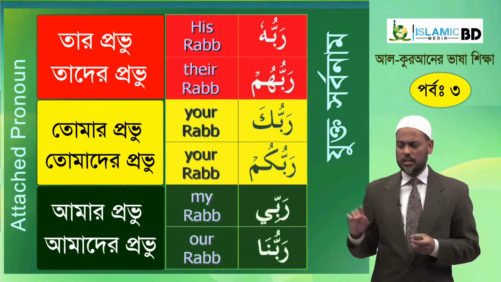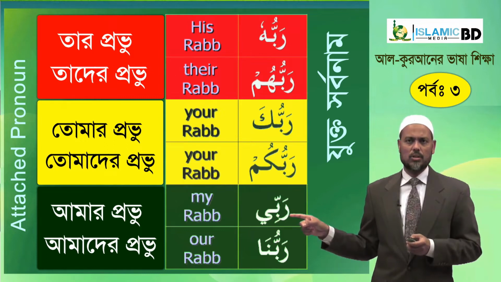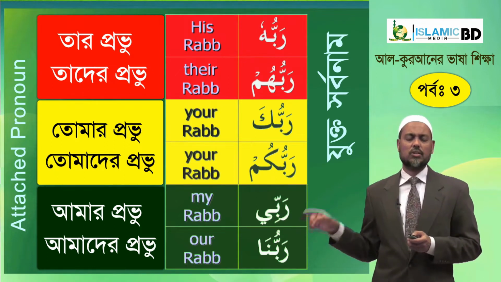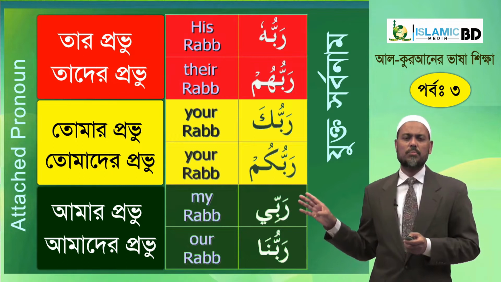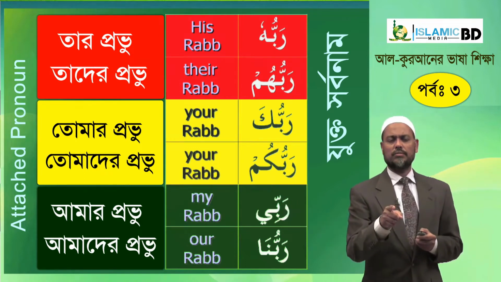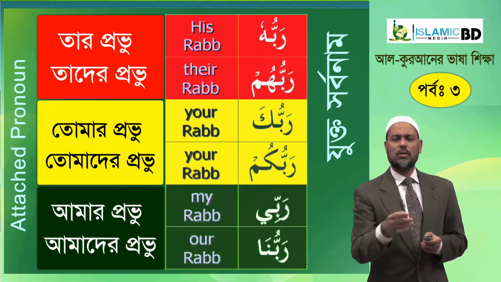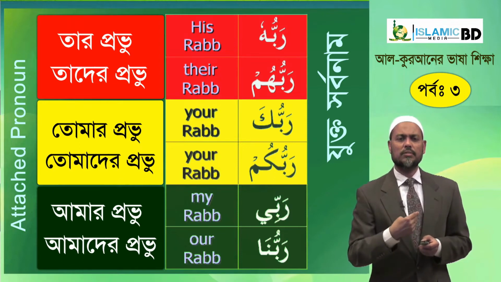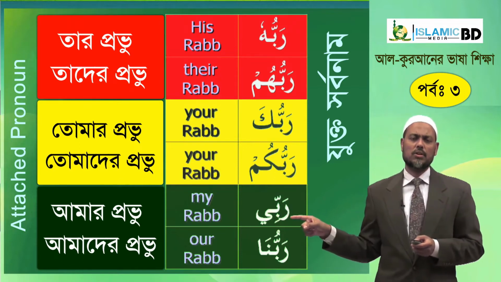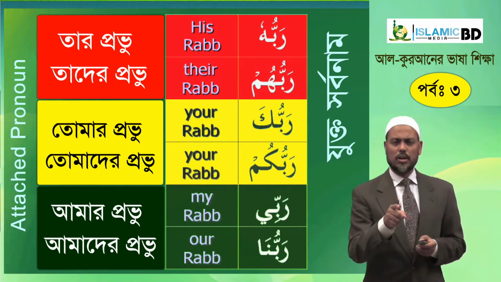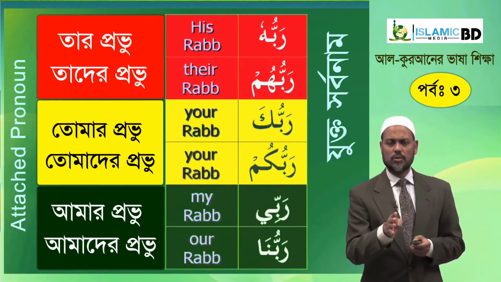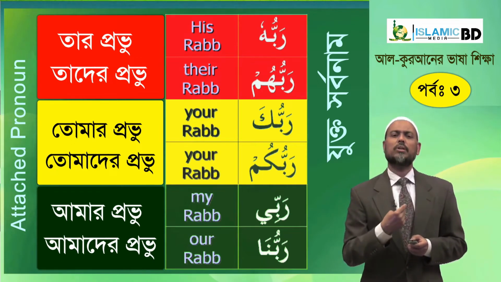Okay. Translate. Rabbuhu, his Rabb. With actions. Always use actions. Rabbuhu, his Rabb. Rabbuhum, their Rabb. Rabbuka, your Rabb. Rabbukum, your Rabb. Rabbi, my Rabb. Rabbuna, our Rabb.